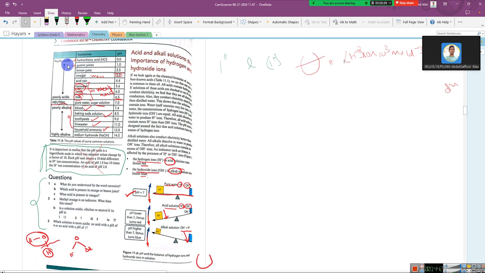Now you first read this. Each pH unit means a 10-fold difference in H plus ion concentration. So first you should introduce her to the equation that we use for finding out the pH. So what is the equation?